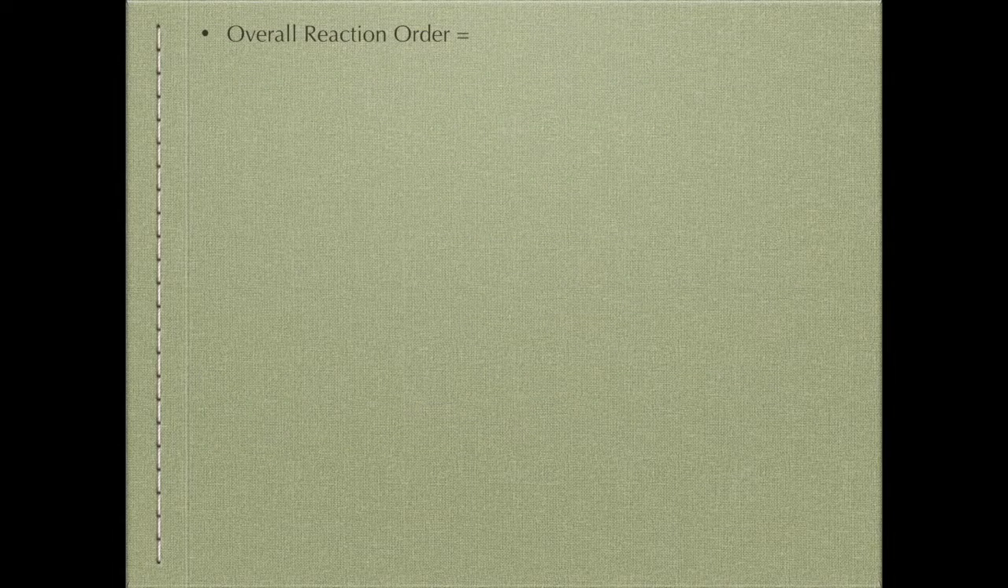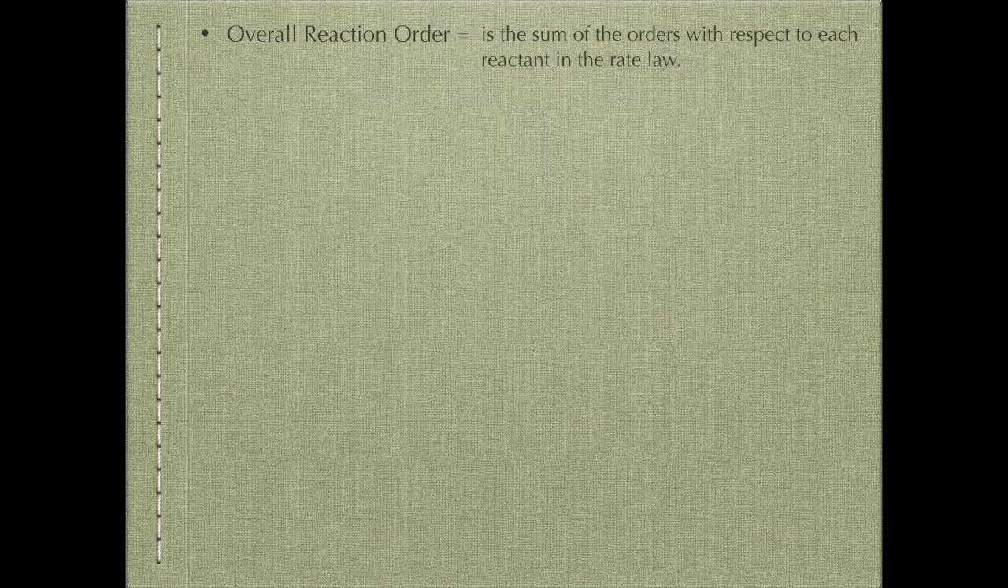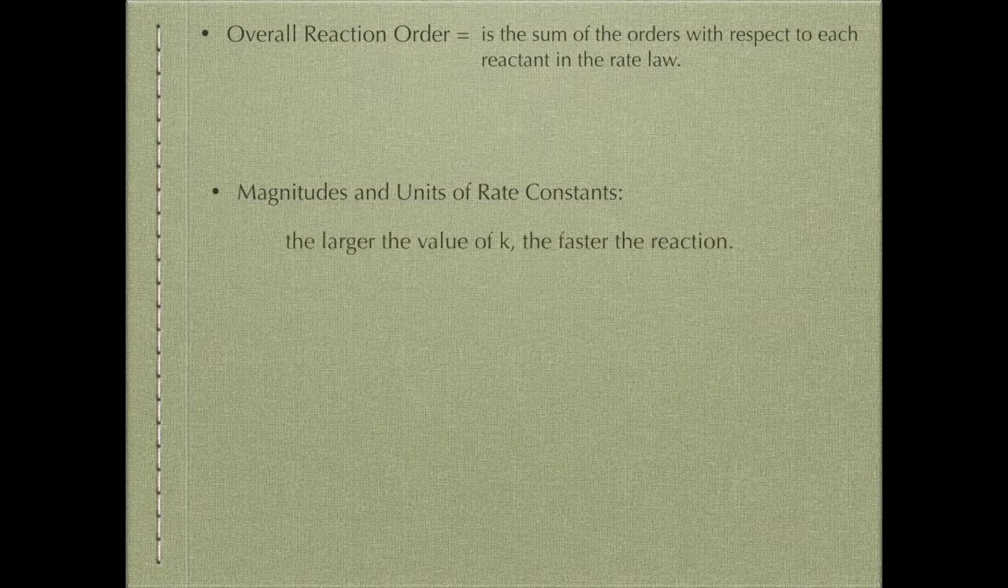So what exactly is your overall reaction order? Well, each reactant has a specific reaction order, which represents how the change in concentration is going to affect the rate. And we'll look at that mathematically in just one second. Now, the overall reaction order is simply the sum of each of the orders for each of the reactants. So let's say A is first order and B is second order, then the overall reaction order is going to be 3.